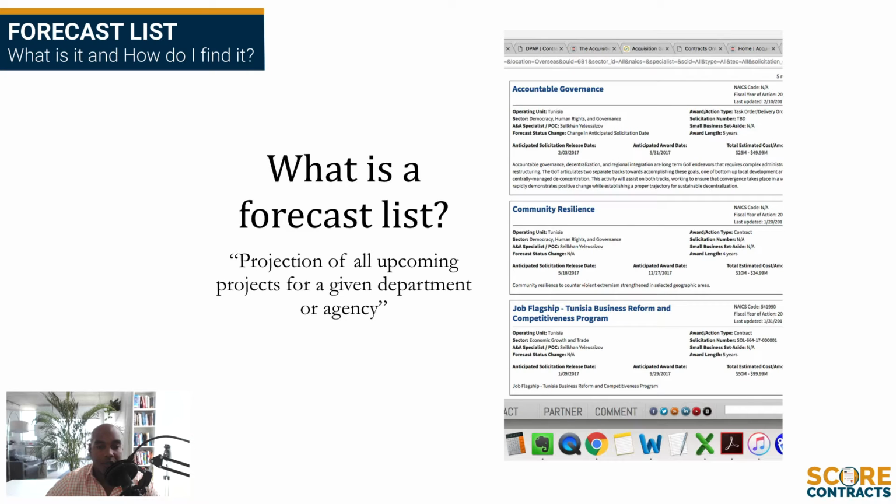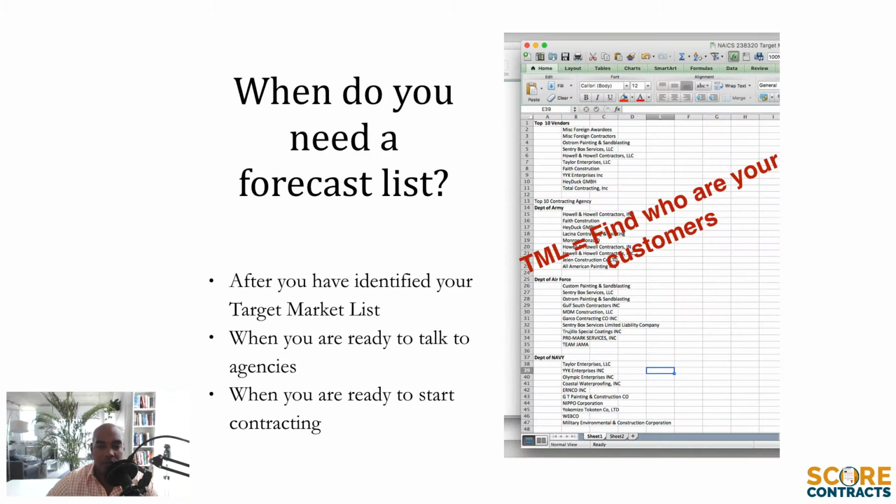A forecast list essentially is a projection of all upcoming projects for a given department or agency. A lot of times the forecast lists go from year to year, but sometimes they can project out even a few years, or if not, they break it down by quarters. Just looking at the image on the right-hand side, you see it talks about the unit, the solicitation release date, the award date, and the total amount that's going to be awarded in the contract. We're going to go a little bit further in detail in future slides.